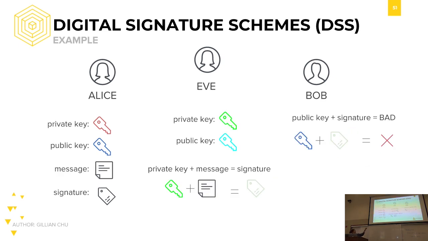Okay, if I have a third person, Eve, with her own private key and public key, and she signs the same message with her private key, she's going to create a different signature. So if Bob tries to verify Eve's signature with Alice's public key, that's bad. It's not going to go through. That's not a valid transaction. That makes sense to everybody? Okay, cool.